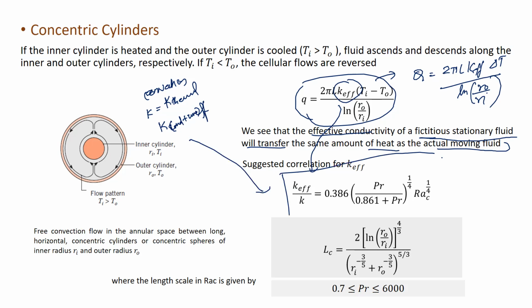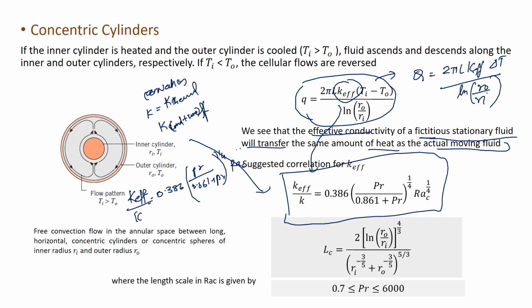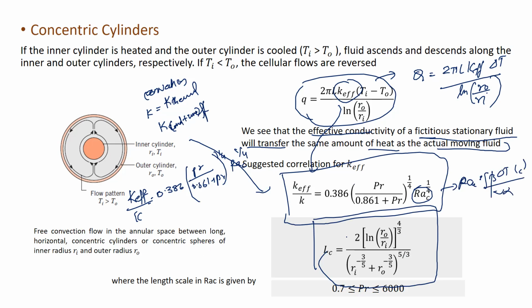It's a very important correlation. It states that k effective by k is 0.386 into (Prandtl by (0.861 plus Prandtl)) raised to 1 by 4, times Ra_c raised to 1 by 4. The characteristic length Lc that is used in the Rayleigh number should be this value, because Ra_c is g beta delta T Lc cubed by nu alpha. That Lc value should be used here, and the Prandtl number range should be satisfied within this scale.